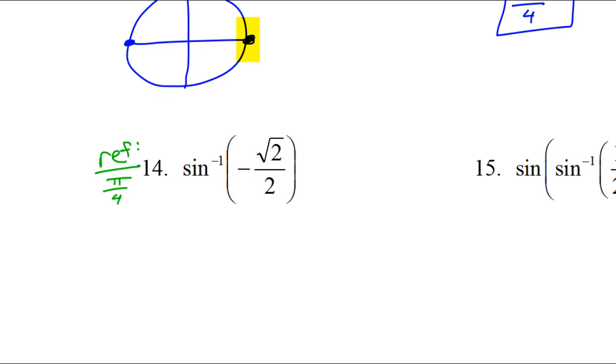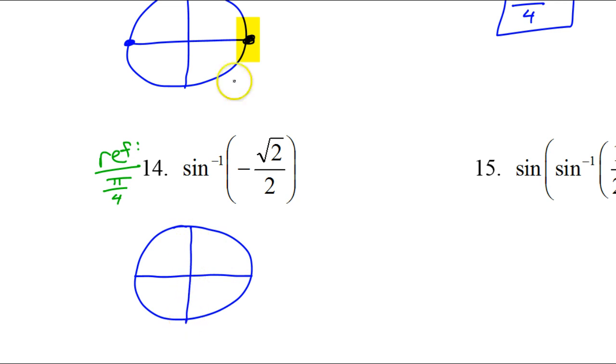We need negative. So if I want to get negative, I think it's a good idea to look at the unit circle to be safe. So if I know that the reference angle is pi over 4, I'm just going to quickly sketch some pi over 4s. Alright, these are each pi over 4. So these are the 4 angles that have a reference angle of pi over 4.